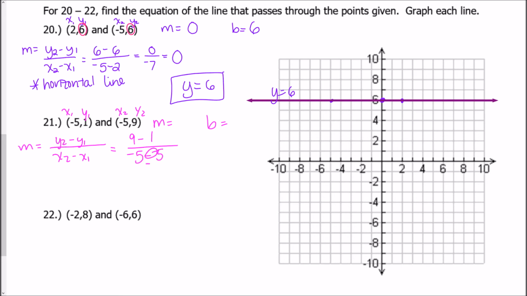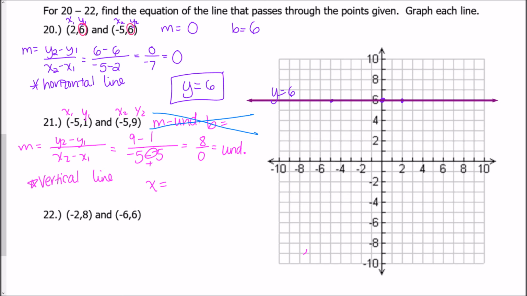But remember, this minus and negative becomes a positive, so I get 8 over 0, and it's impossible for me to divide 8 by 0, so I get my slope is undefined. Well, if I get an undefined slope, that means I can't use m or b, because that automatically tells me that if I have an undefined slope, I have a vertical line.